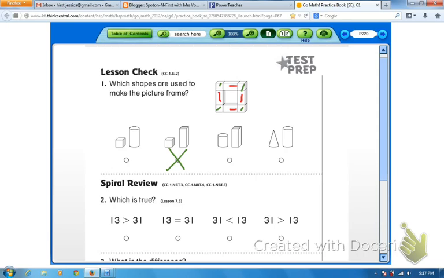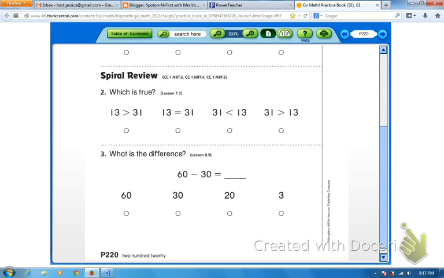On the spiral review, going back to chapter 7, it says which is true. Just need to read each one. 13 is greater than 31. That's not true. 13 is equal to 31. Not true. 31 is less than 13. Not true. 31 is greater than 13, so it's the last one.